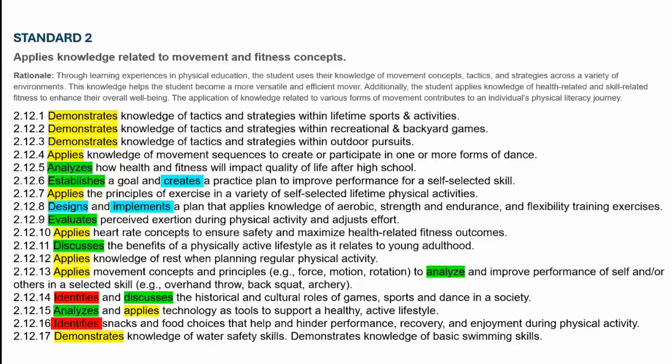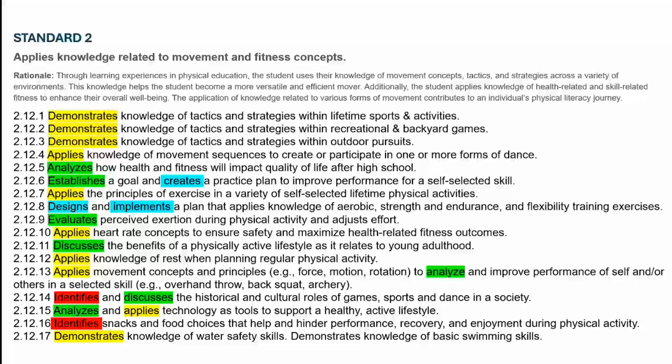Let's take a look back at slide 14, back a few slides, for an example. And so I'm going to look at the objective 2.12.5, analyzes how health and fitness will impact quality of life after high school. My thought here is this would be a standard I would address further down the road. My students would need to learn a good working definition of health, fitness, and the positive and negative consequences of physical activity over the lifespan. This doesn't have to happen in one class period. Personally, I'm going to spread it out over a week or two.